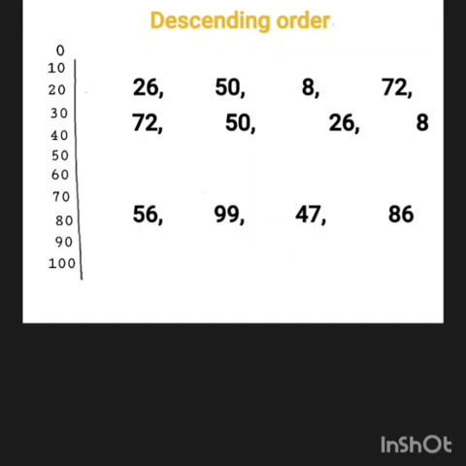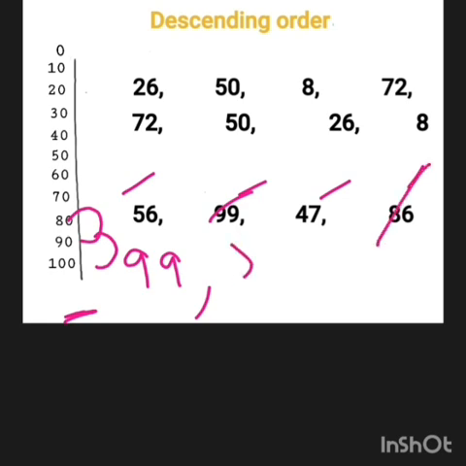Okay, now the next is 56, 99, 47 and 86. So again we will go from the back. So 100 to 90. Any number is coming? Yes, the largest is 99. So we'll cut it and I'm writing here 99. So now I have 56, 47 and 86. So 90 to 80, do we have any number? Yes, we have 86. So we will cut this. I'll write here 86.